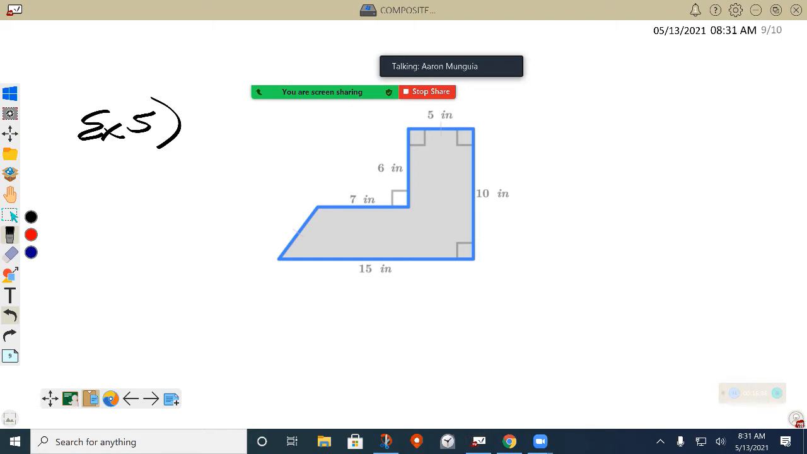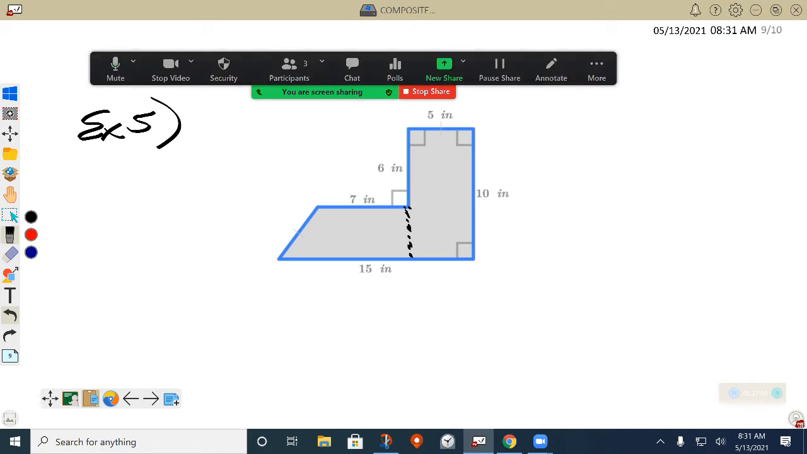All right, here's my game plan. Check it out. I can chop this up into a rectangle and a trapezoid, like that. Or I can chop it up into a rectangle and trapezoid like this. Doesn't matter. Either way, we're still going to get the same answer.